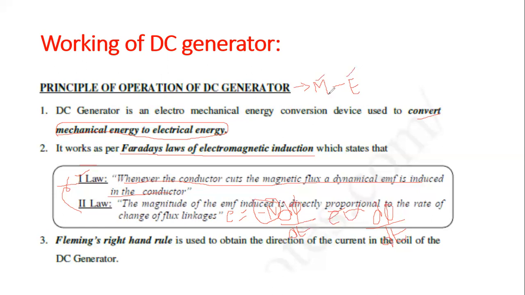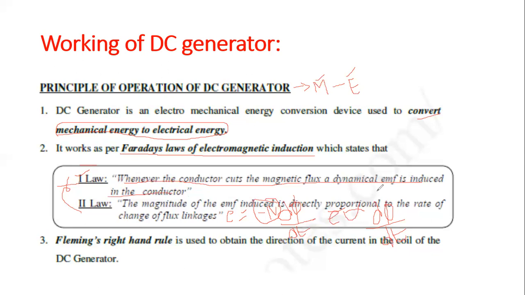This DC generator is used to convert mechanical energy to electrical energy. That is the second point. The working principle is Faraday's laws of electromagnetic induction. That is, whenever a conductor cuts the magnetic flux, an EMF is induced, and it is an electromechanical device used to convert mechanical energy to electrical energy.